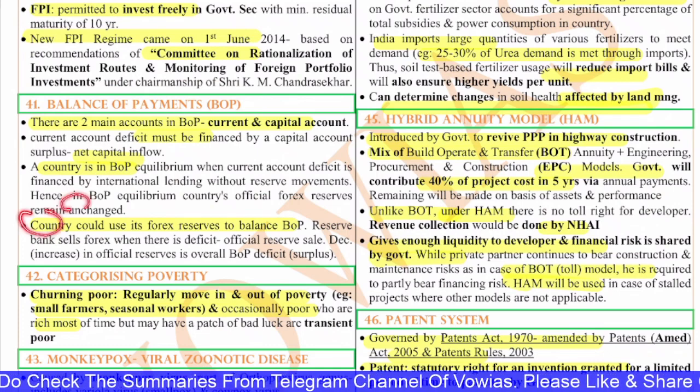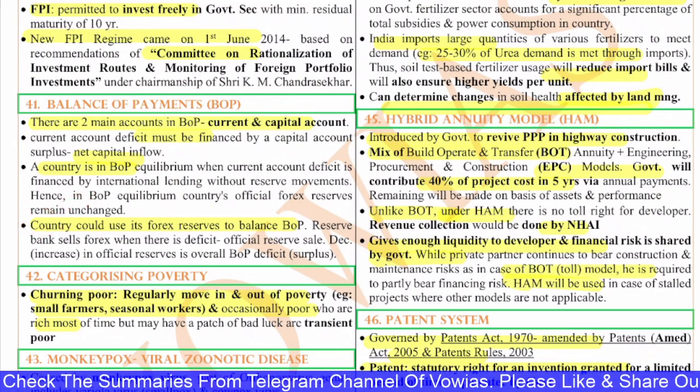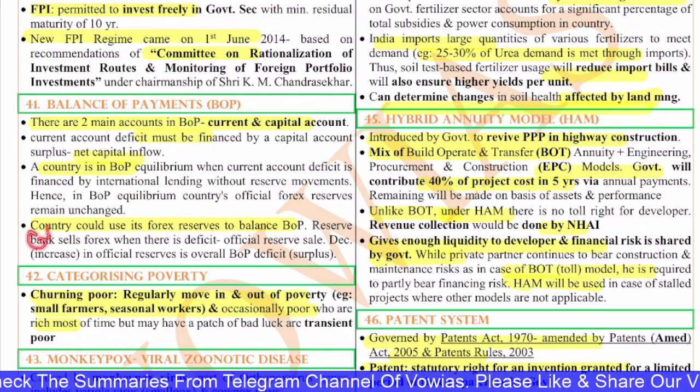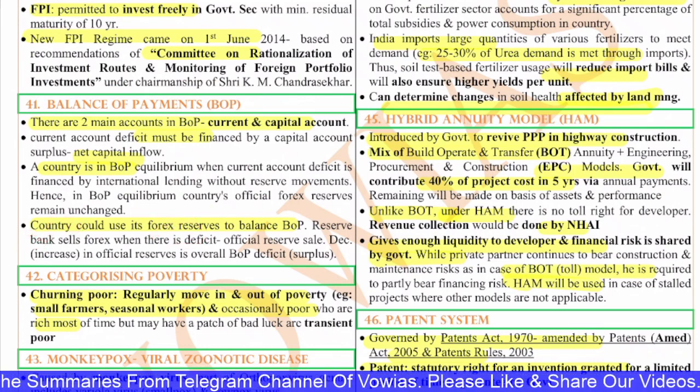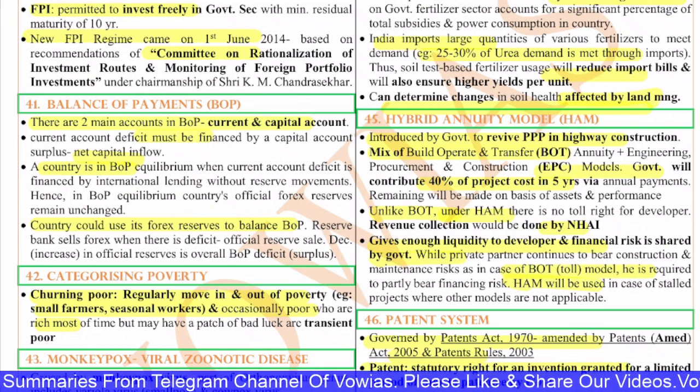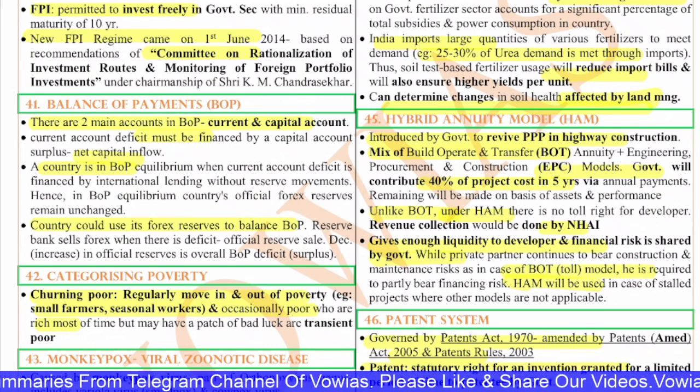The country could use its forex reserve to balance the balance of payments. The Reserve Bank sells forex when there is a deficit, and an official reserve sale will happen, and there will be a decrease in the official reserves because of this sale.